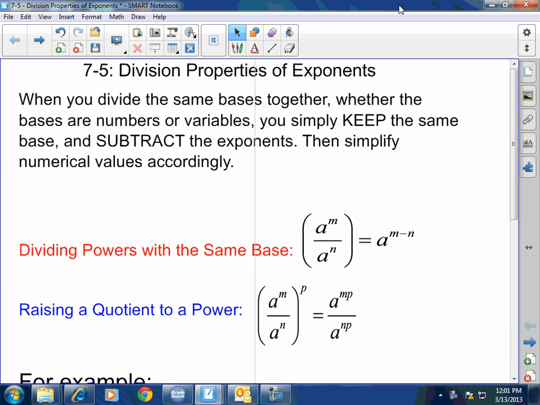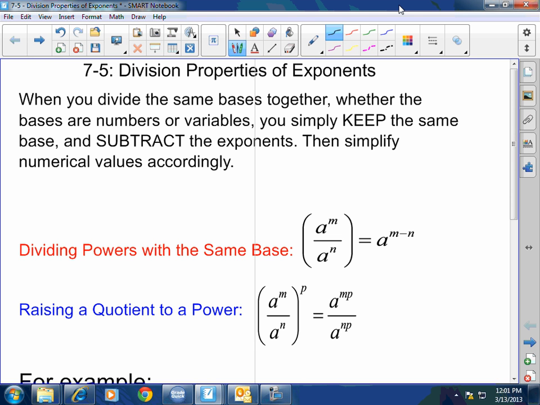Good afternoon, everybody. Today we are going to be talking about 7-5, the last of the exponent rules. So far we've seen multiplication, we've seen raising a power to a power, and today we're going to see division. The good thing is that there's a common strand to all of these.